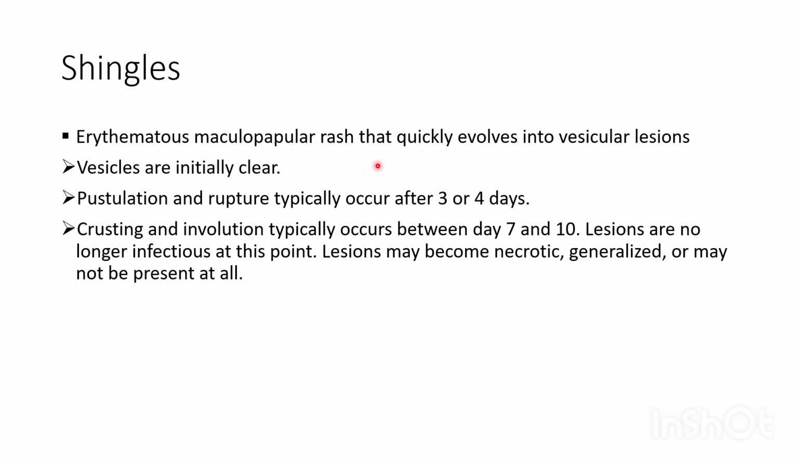Erythematous maculopapular rash that quickly evolves into vesicular lesions. Vesicles are initially clear. Pustulation and rupture typically occur after 3 or 4 days. Crusting and involution typically occur between days 7 and 10. Lesions are no longer infectious at this point. Lesions may become necrotic, generalized, or may not be present at all.